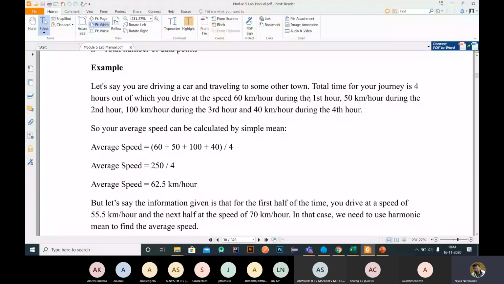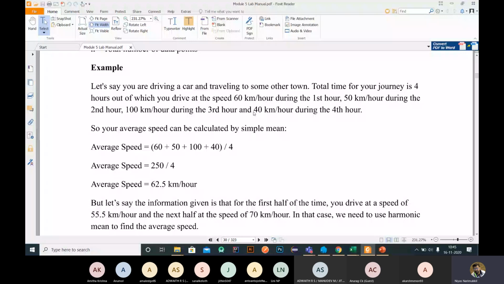So if you want to find the average speed, we need to divide the sum: 60 plus 50 plus 100 plus 40, divided by 4. This is your average speed. So we are finding the direct mean to get the average speed here. This is because we already knew that the journey is 4 hours, it is fixed, and the speed for each hour is already defined. So if you want to get the average speed, we can directly go for the arithmetic mean.